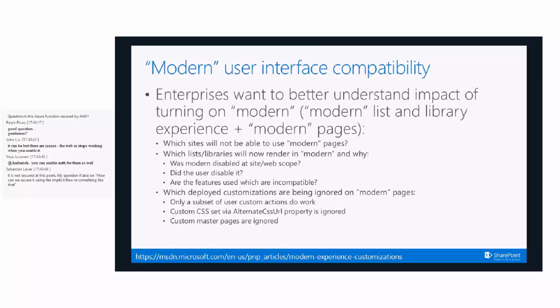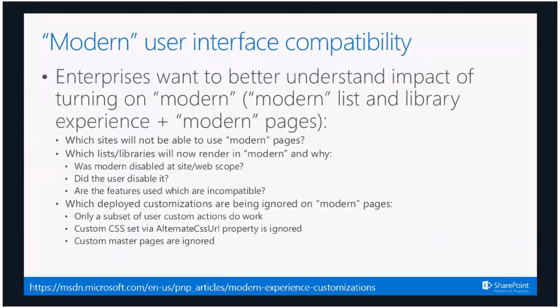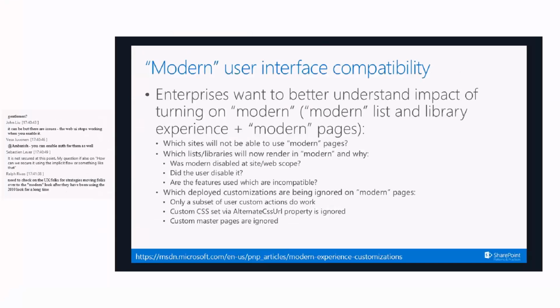Now, these new modern experiences are turned on by default, but what we see is that big enterprises tend to turn them off. Why? Because they want to assess the impact, meaning they want to understand, if I turn it on, will it work everywhere? Because we want to have a coherent experience for all our users, and what parts of my tenant, what kind of sites, what libraries, what lists will not work with modern. So that's the key reason why we built the scanner.